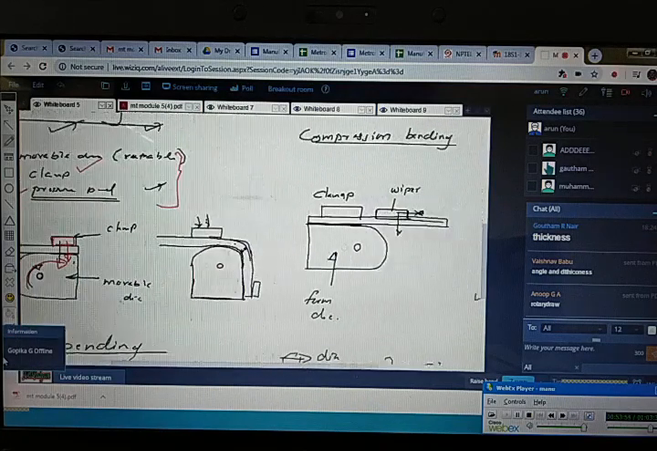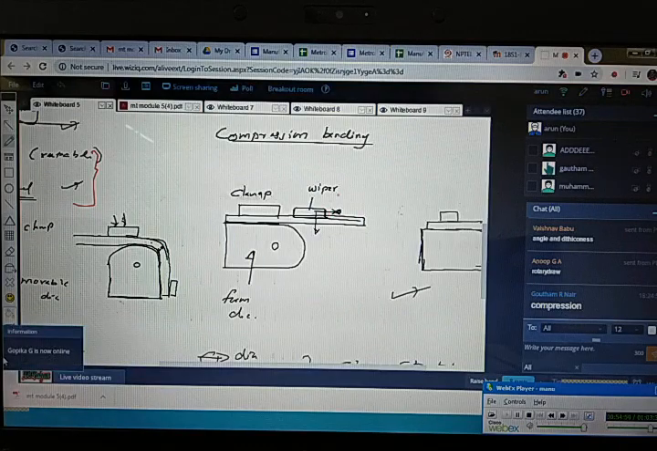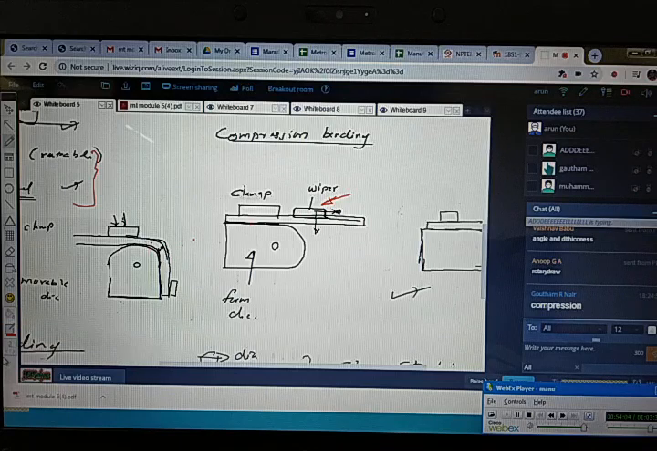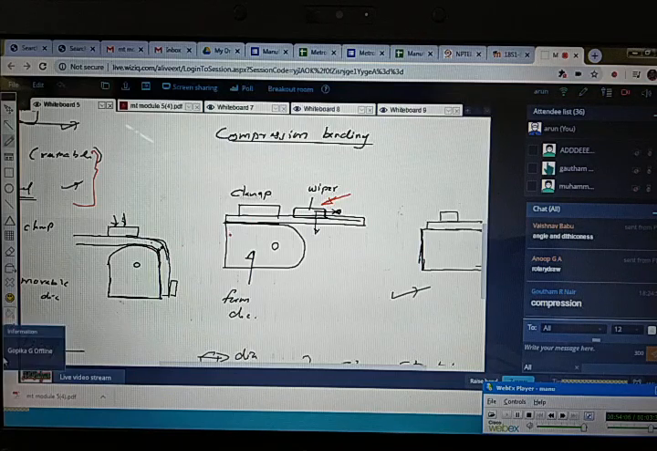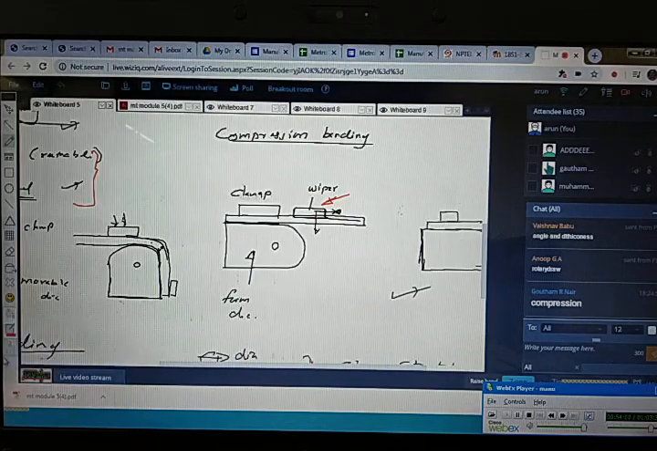Next, in the case of compression bending, it is similar to the previous one. The difference is that here the form die, that is a fixed die, is used, and the wiper is used to change the shape, isn't it? The clamp holds firmly on the surface of the form die.